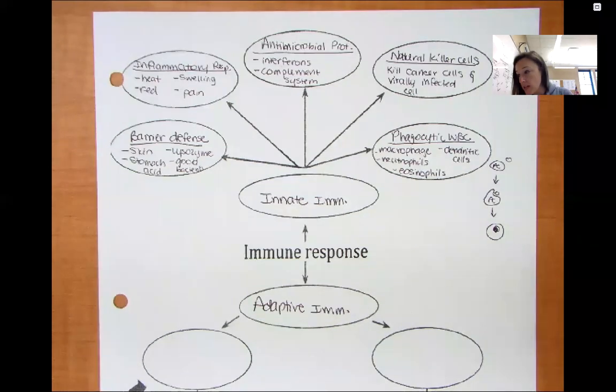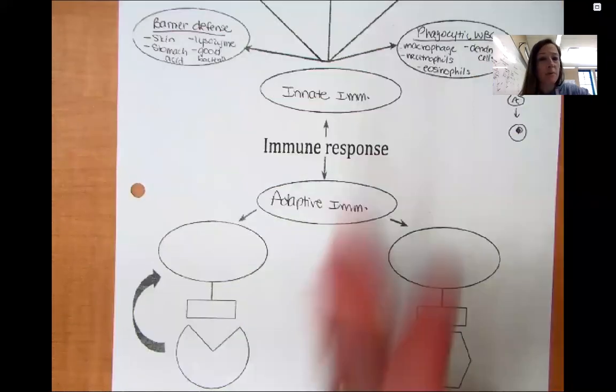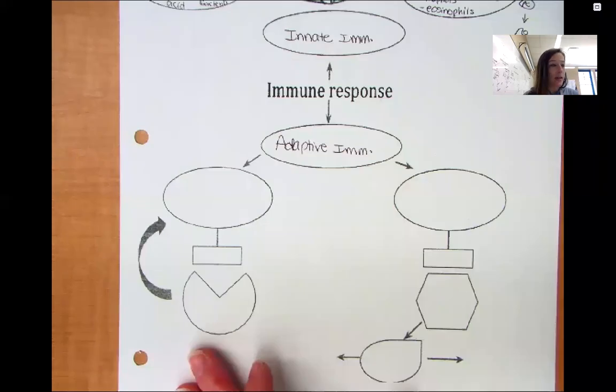All right. Then it says, so then we start talking about the adaptive. So some of the I can statements, and I'm just reading these off of my document. I can describe the origin and role of plasma B cells in the adaptive immune response and memory B cells. So the adaptive immune response is what we're showing down here.